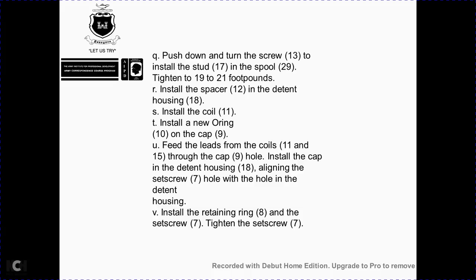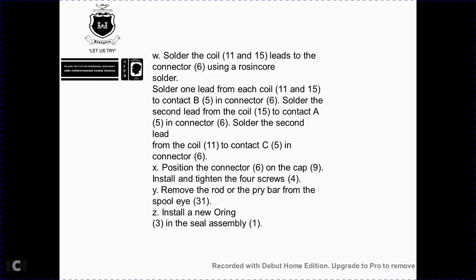Install the cap on the detent housing 18 along with the cassette screw, setting it in the hole within the detent housing. Install the retaining ring 8 and the cassette screw. Tighten the cassette screw 7. Solder the coil 11 and 15 leads to the connector using rosin core solder. Solder one lead at each of the coils 11 and 15 to contact B, then to the connector. Solder the second lead of coil 15 to contact A, and the second lead of coil 11 to contact C, then to the connector 6. Position the connector 6 on the cap 9. Install and tighten 4 screws.